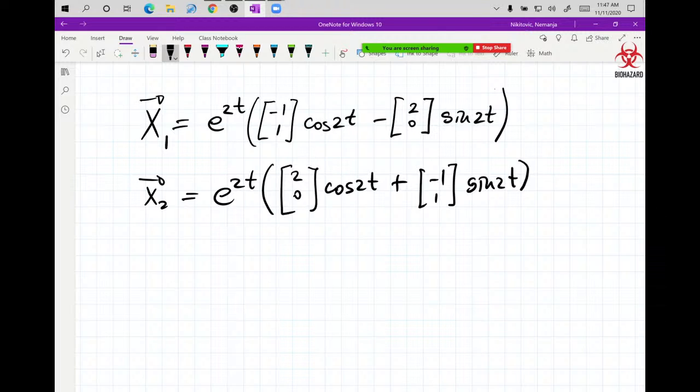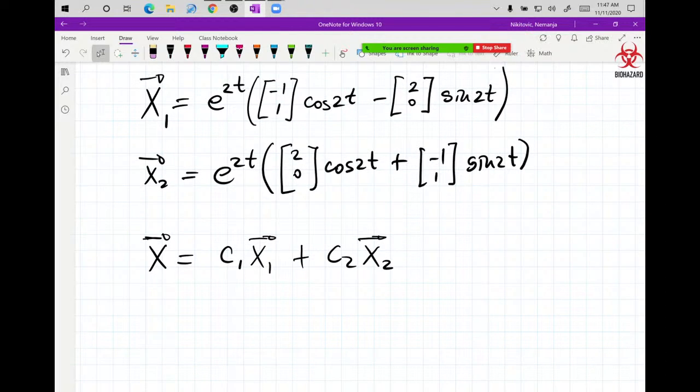Now we go and write x is equal to c1 x1 plus c2 x2, and then we can combine the like terms. Now these are all vectors still. Now we kick out e to the 2t because both of them have it.